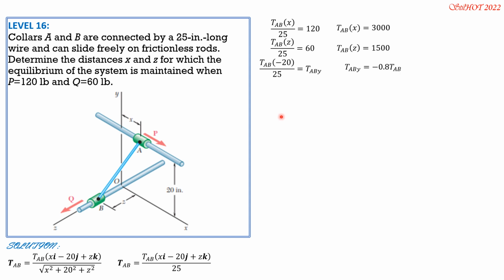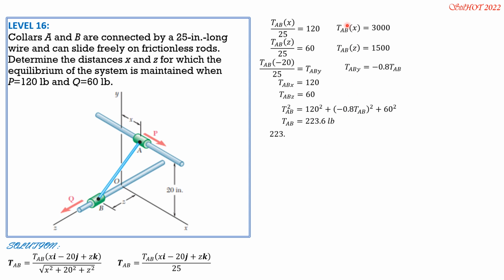So tension AB square equals the X component of tension square. The ABX is 120 pounds, the Z component of tension is 60, and the Y component of tension is negative 0.8 of tension AB. Tension AB square is X component of tension square plus Y component of tension square plus Z component of tension square. So from here, we can now compute tension in AB. Tension in AB is equal to 223.6 pounds.